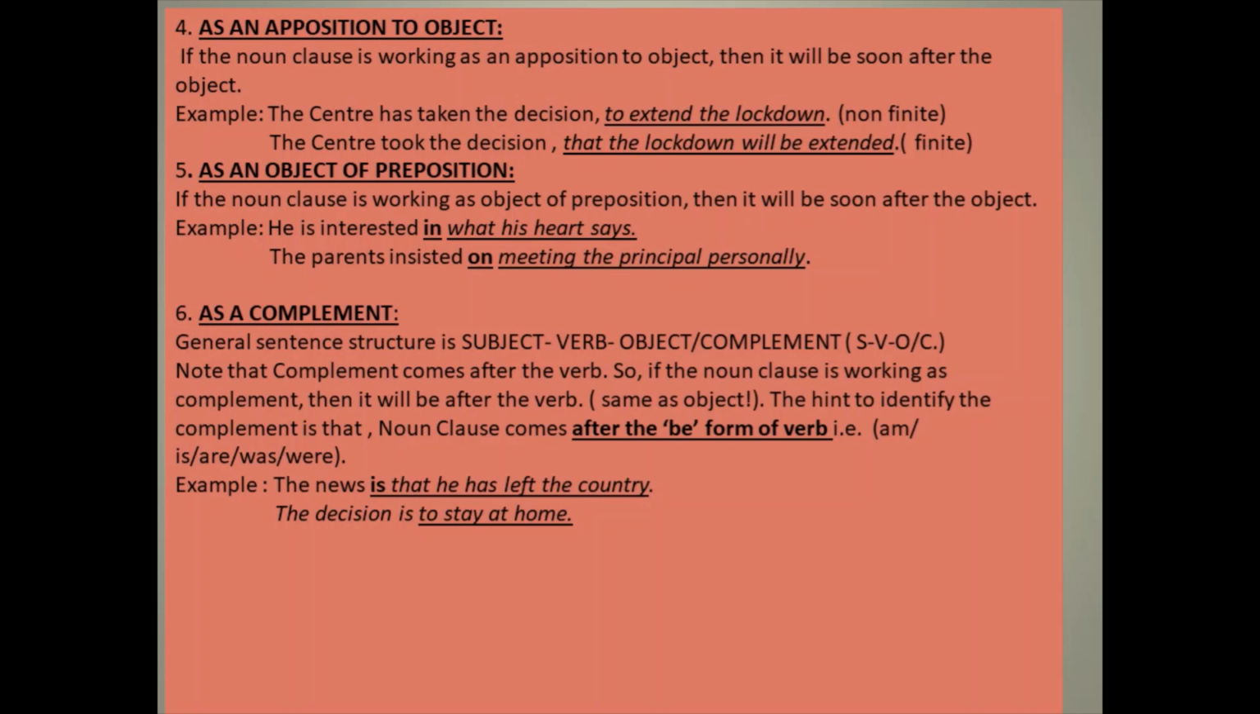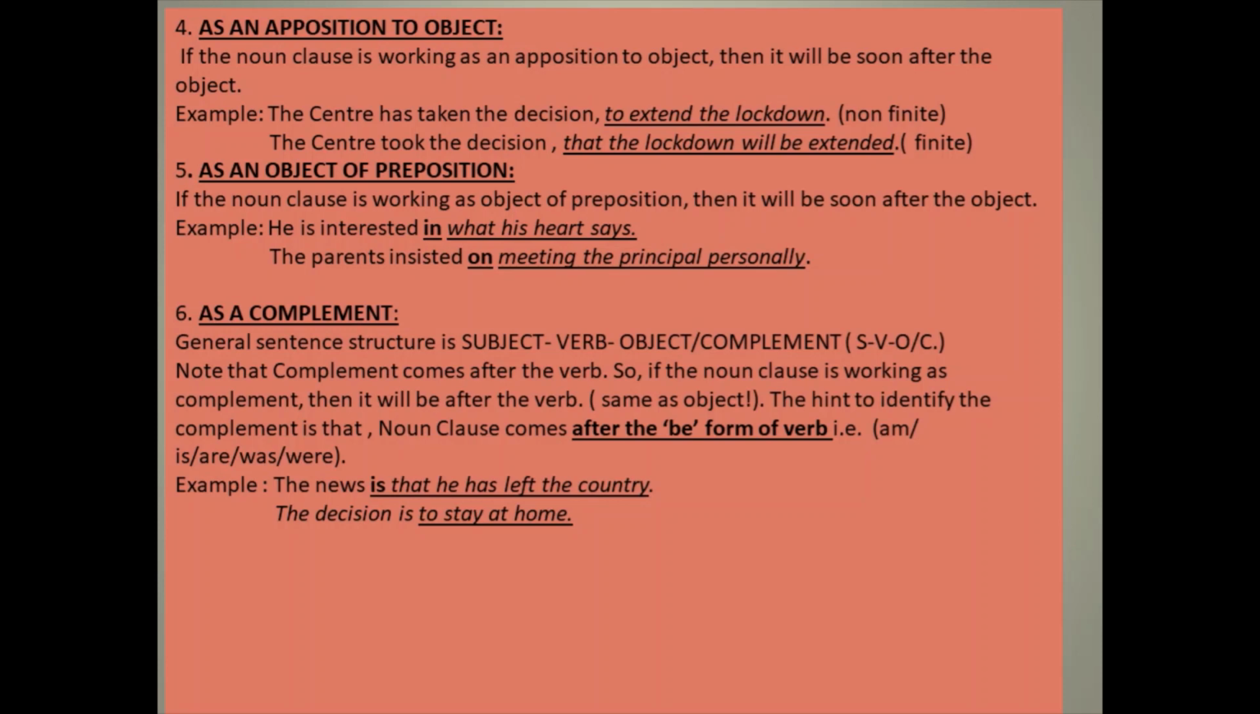But if it is working as a complement, then the structure would be slightly confusing because subject, verb passes on to the object. But in a complement, it may not seem so. So how do we identify that it is a complement or it is a part of the noun clause is just that simple, that you have to see that the noun clause comes after the be form of the verb. That means there will be maybe an is or are or was or were or am before that complement.